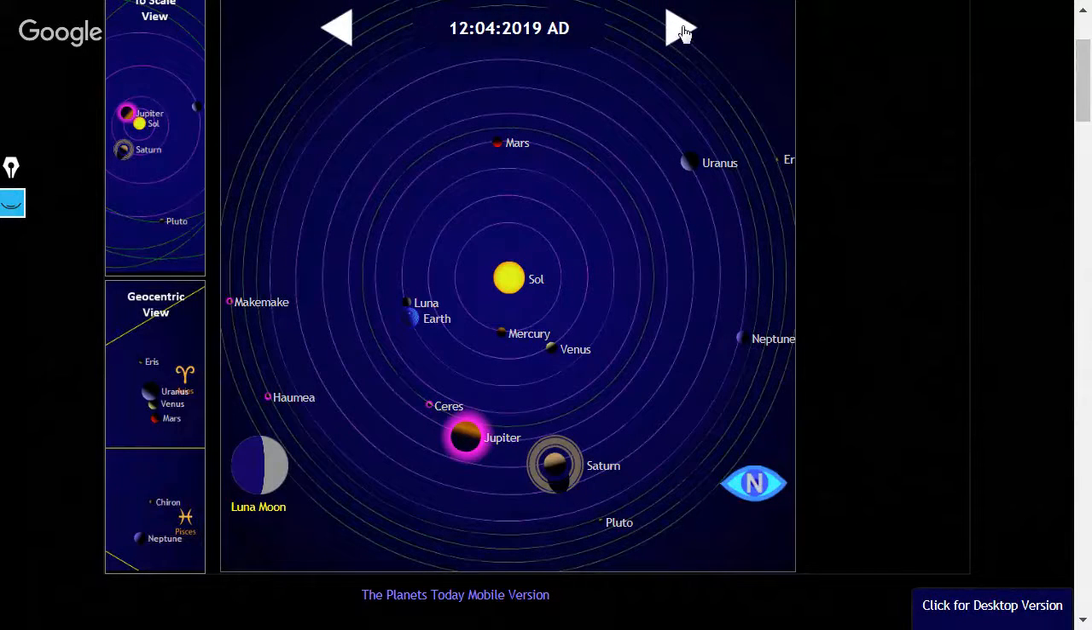Here's where they are now. Here's where they'll be at full moon in 1 week. Full moon in 1 week, folks.